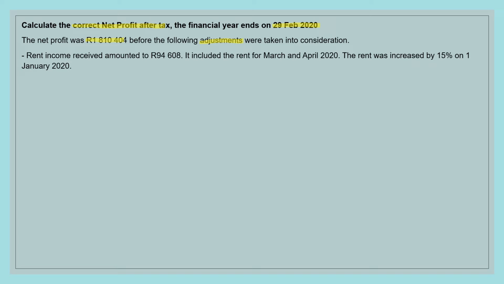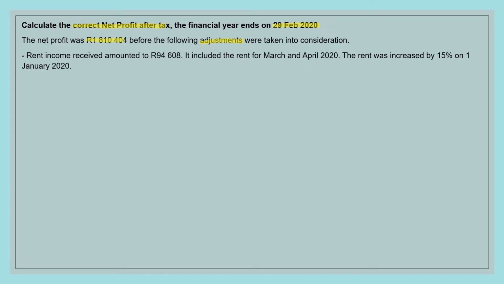So one of the adjustments that was not done in calculating the net profit was rent income. In this particular question, you won't be doing the full income statement. You'll be just adjusting, calculating the correct net profit, because they would have calculated the net profit without making certain adjustments, and you are given those adjustments. So the net profit was calculated to be 1,810,404, right? And you needed to adjust for certain adjustments, and one of them is rent.